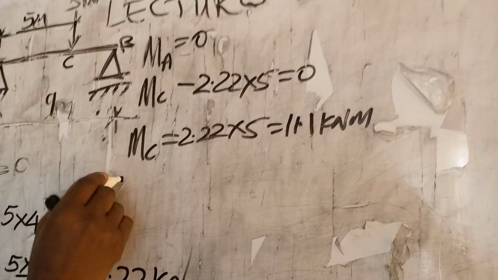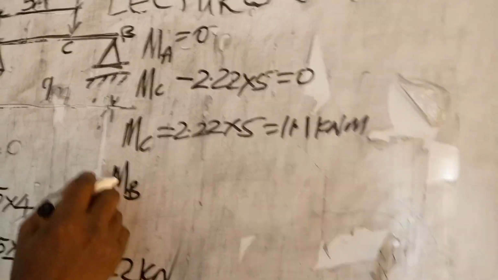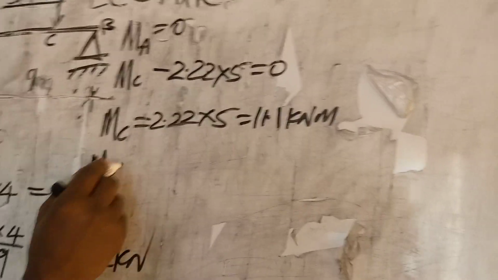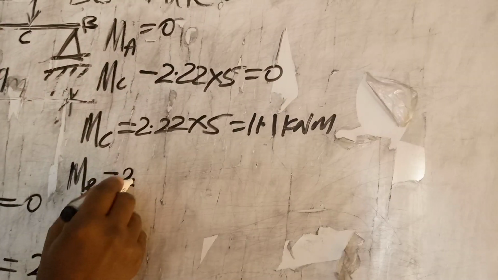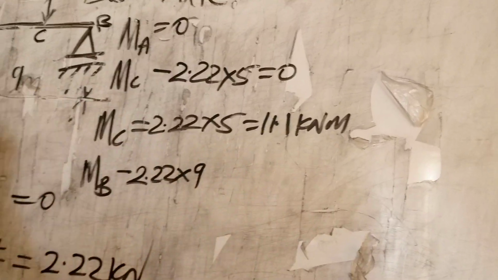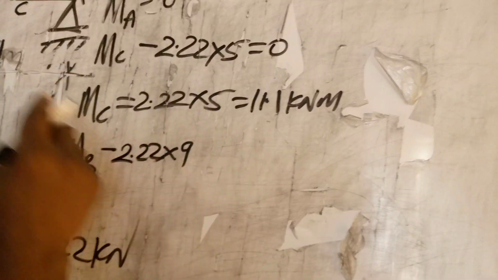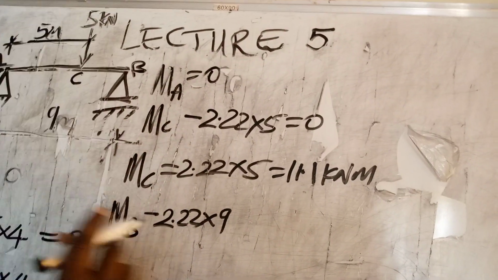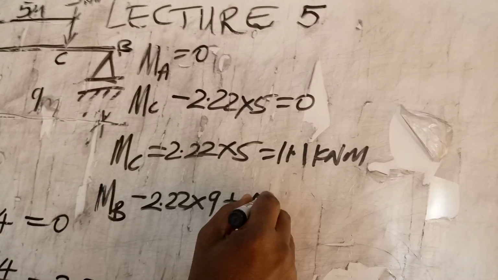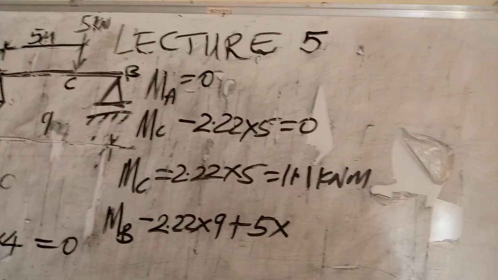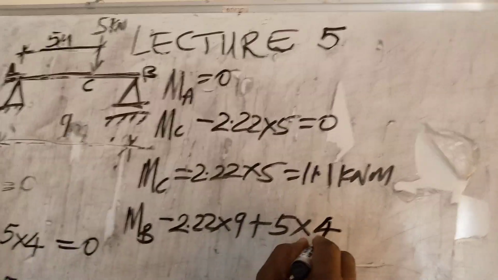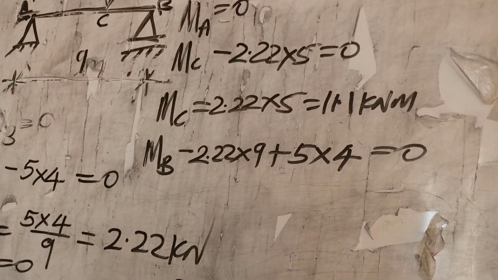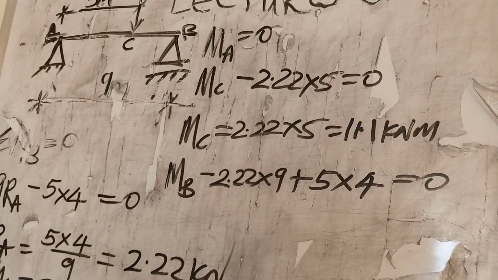Bending moment at B, if it's taken as positive, then minus RA, 2.22 times 9, that's the distance of A from B. B is turning this way, RA is turning against it, and 5 is turning with it, so plus 5 times 4. That gives equal to 0. So that's the bending moment at B.